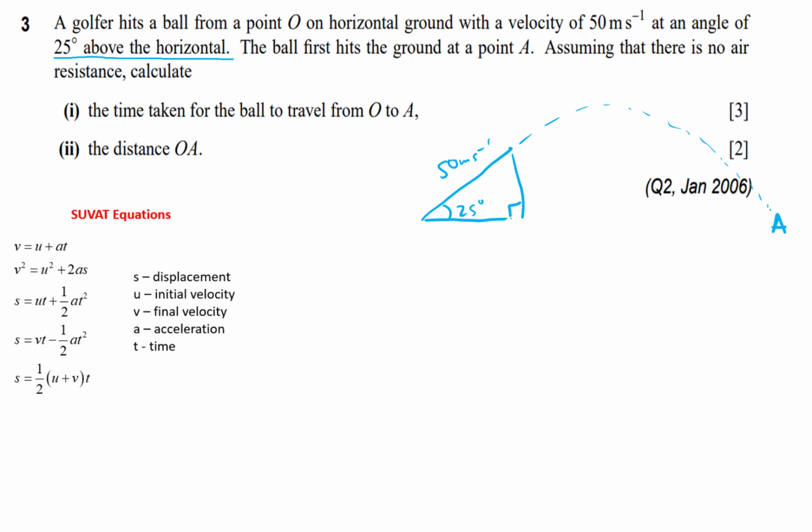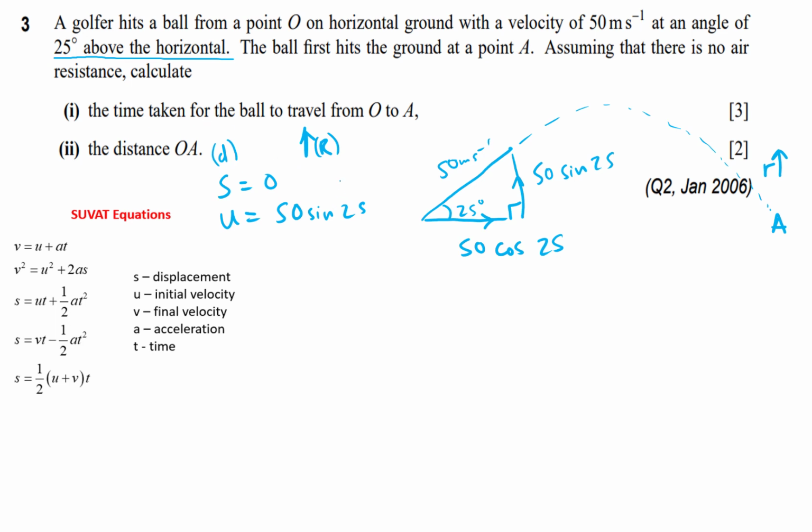Let's just do our first little bits here. We know that's 50 sine 25, and resolving horizontally, that's 50 cos 25. Now, because it's related to hitting the ground, we're going to resolve vertically. And here we have S, I'm going to write D for the displacement. That equals 0. Now we have U resolving vertically equals 50 sine 25. And we're looking for the time taken. So we're going to have T equals question mark.